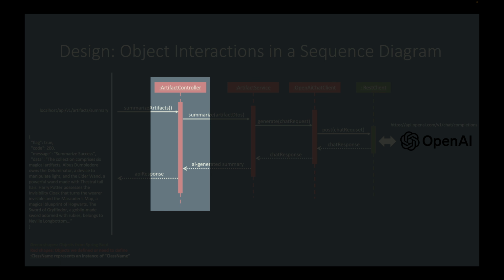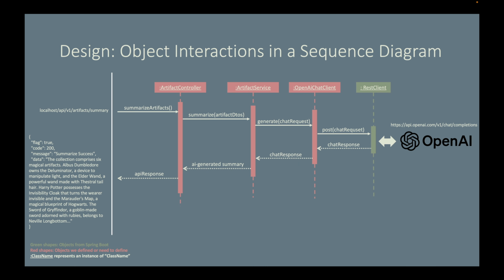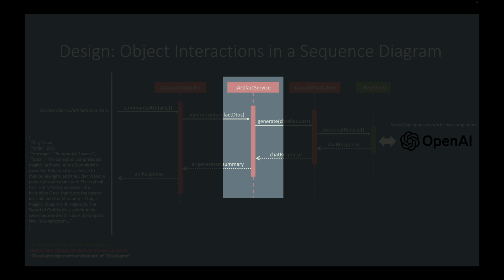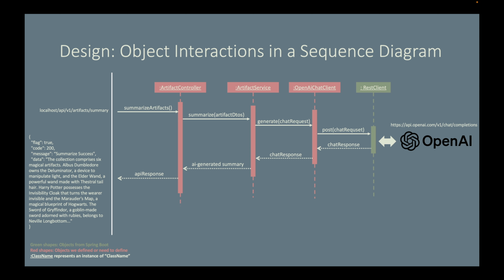Upon receiving this request, the baton is passed to the ArtifactController. Think of this object as a gatekeeper. It's responsible for managing incoming requests, like the one we just received. Now, ArtifactController does not do all the heavy lifting by itself. It delegates the task to ArtifactService, which prepares the data required for generating the artifact summary. This step is crucial for accurate and efficient processing.